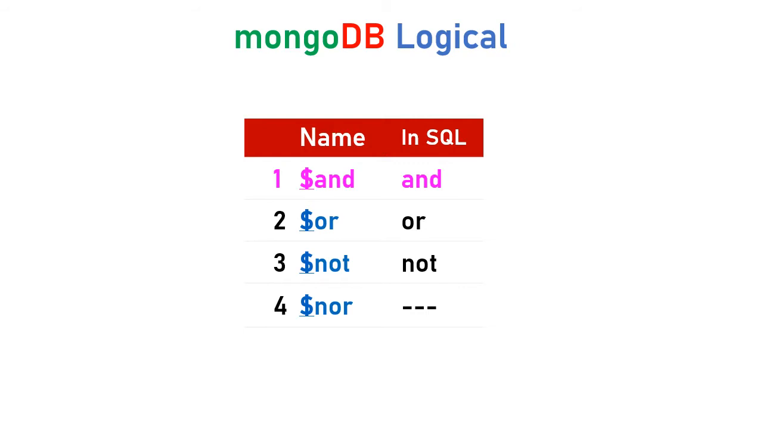MongoDB logical operators. There are four logical operators: and, or, not, nor. In SQL we say and, or, not, but for nor we don't have an SQL command. Okay, what we're learning first is the first one, that is and.